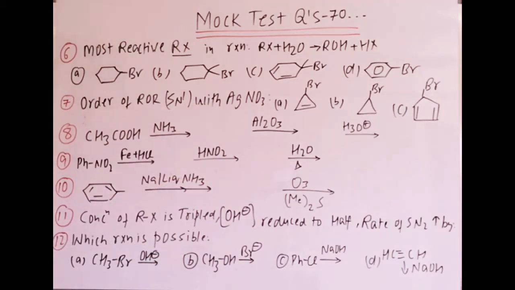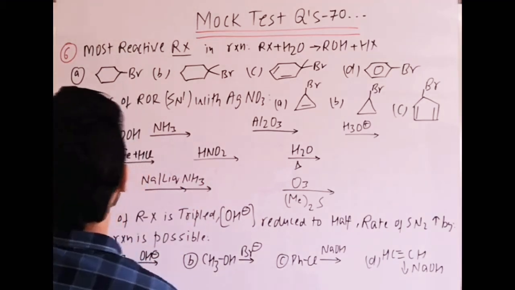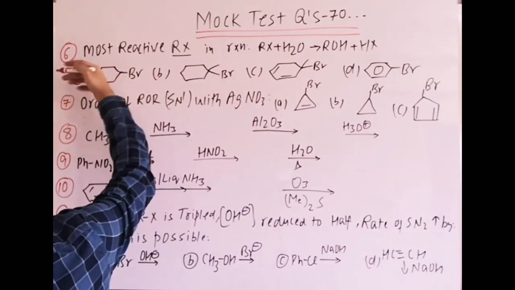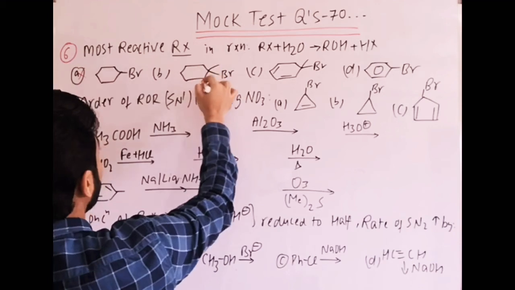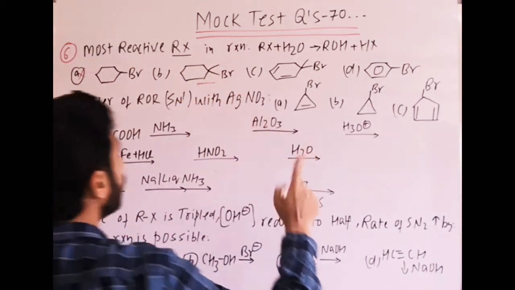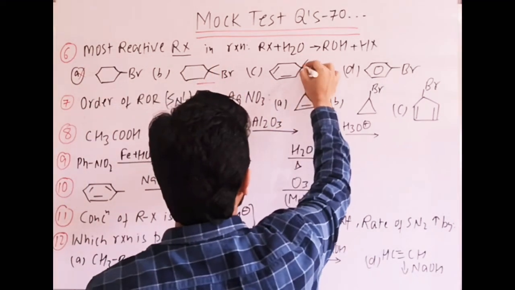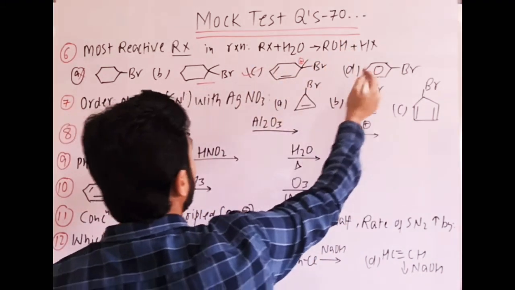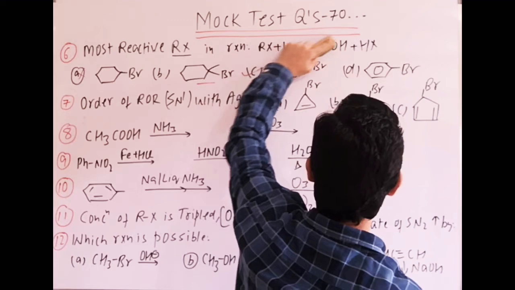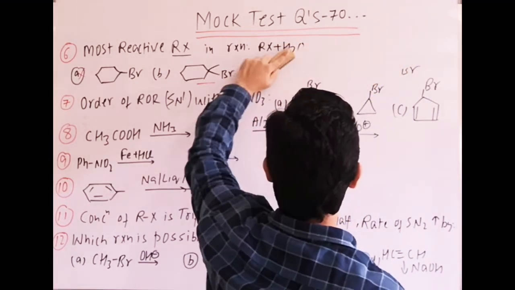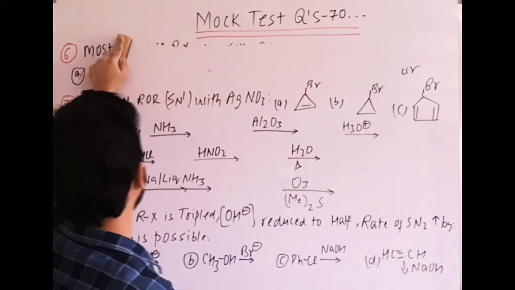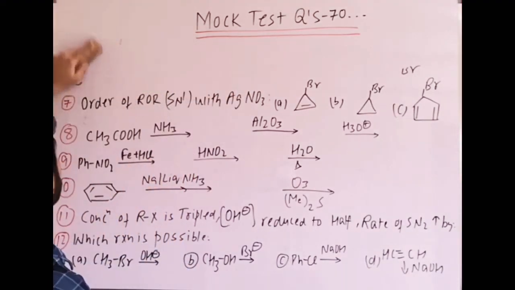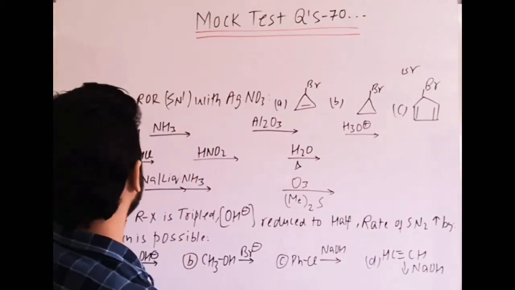I hope you can pause the video and try these questions one by one. In the first one, most reactive in SN1: here a secondary carbocation is found, so we can remove that option clearly. The third one is stable, no doubt, but we have to find the most reactive. In C, it is tertiary, and along with that resonance stabilized. So the best option is C, and D will not participate in any of these reactions, right? So here you can go for option C, because it is tertiary as well as resonance stabilized.